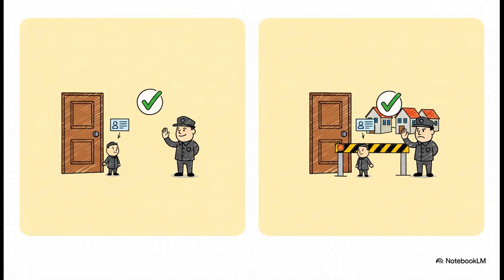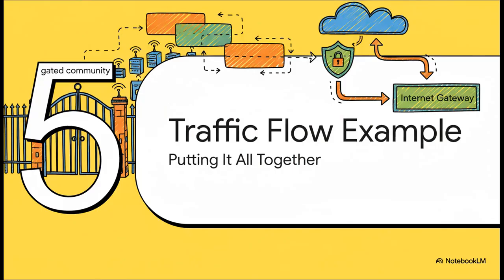A network ACL, on the other hand, is the guard at the entrance to the entire neighborhood, the subnet. It's stateless, which means it has no memory. It's way stricter. It checks your ID every single time you come in and every time you leave. You have to write explicit rules for both directions. But that strictness gives you a superpower, the ability to create specific deny rules, which is something a security group just can't do.